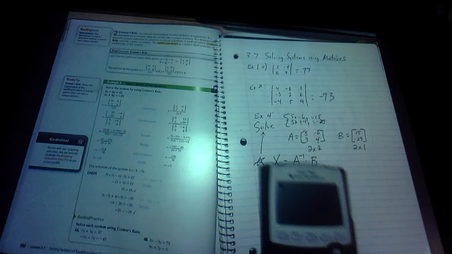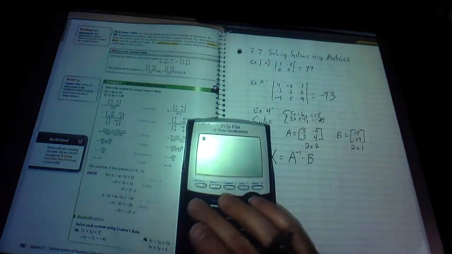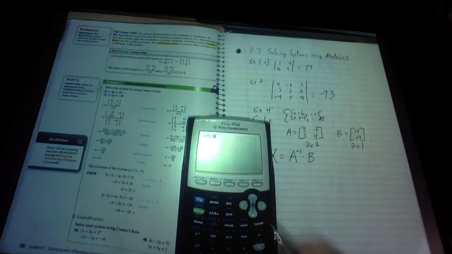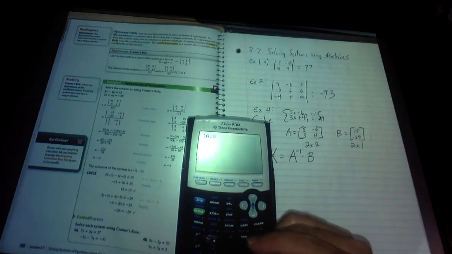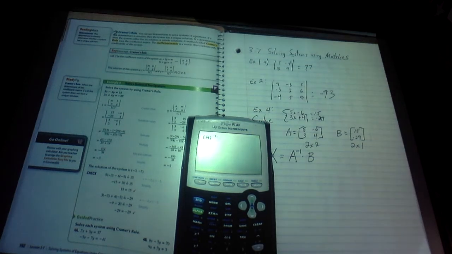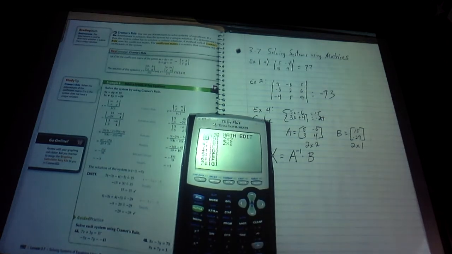Here's what it looks like in the calculator. Okay? I'm doing the math now. So second matrix. I'm calling up matrix A, which was my 2 by 2. I am hitting the inverse button. That's above X squared. It's X to the negative 1. It's the same button you hit to get in the matrix menu. You're just not hitting second. So I have the inverse of matrix A, and I'm going to multiply that by matrix B.